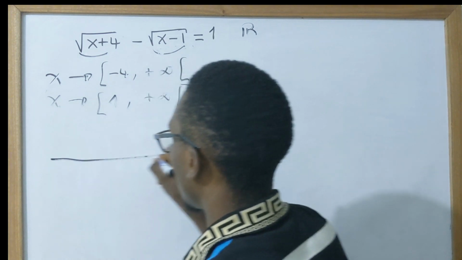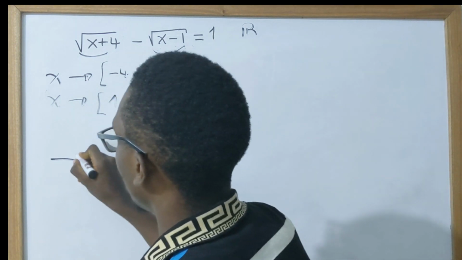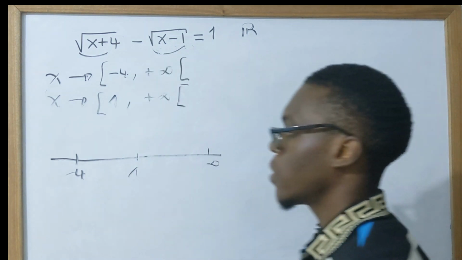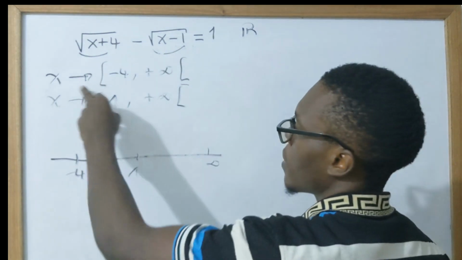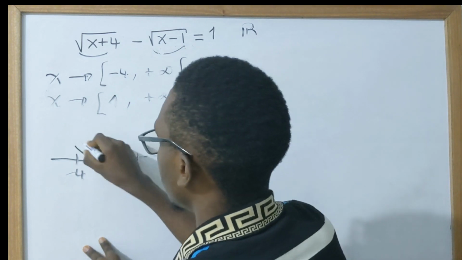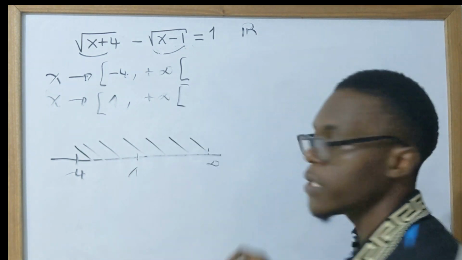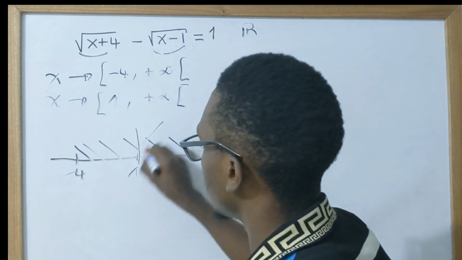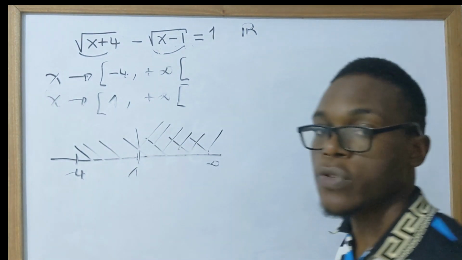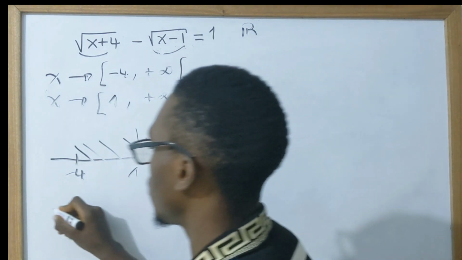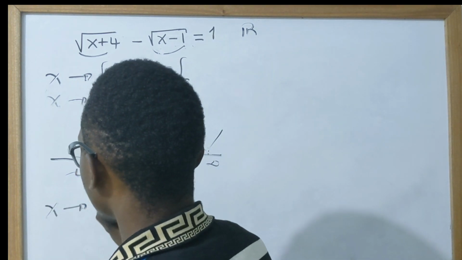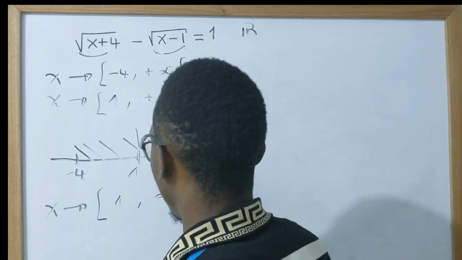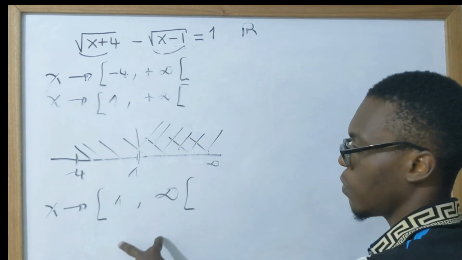You can plot this on the number line, and you have negative 4 for the lowest, you have a 1, and you have an infinity here. For negative 4, the first one is from negative 4 to infinity. You start shading from negative 4 to infinity. And on this other side, you have from 1 to infinity, hence from 1 we shade here. That's from 1 to infinity. Hence, the range of values of x finally will be from 1 to infinity, and we open. That is the final range of values of x.